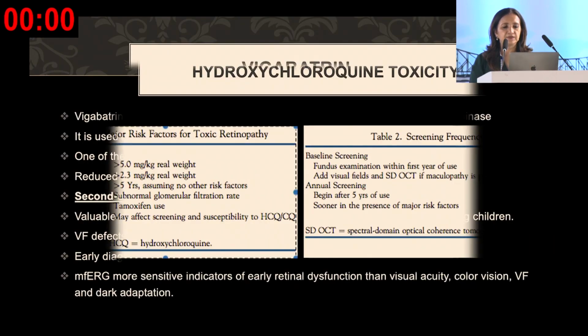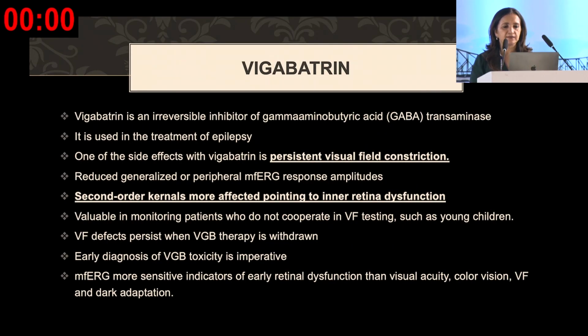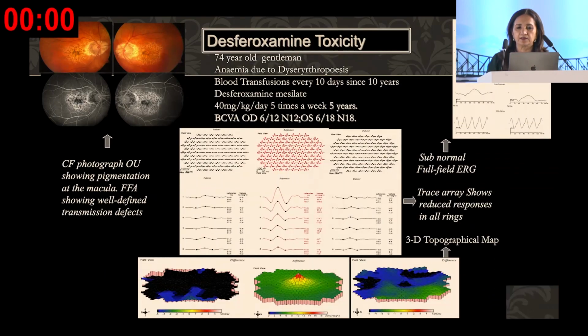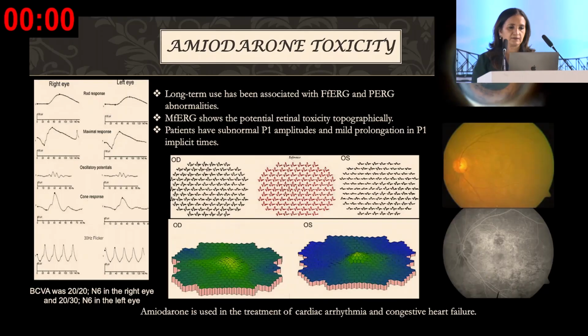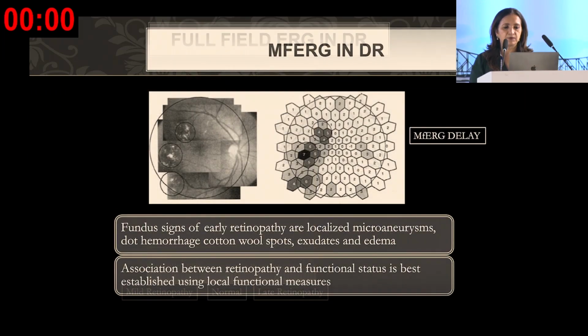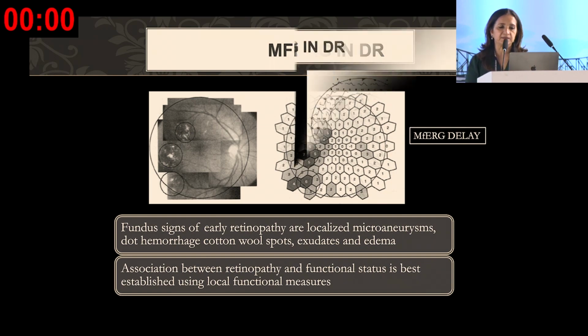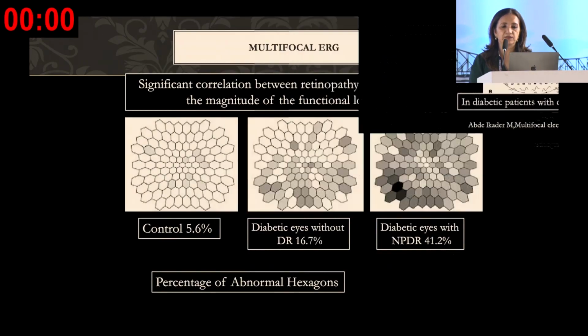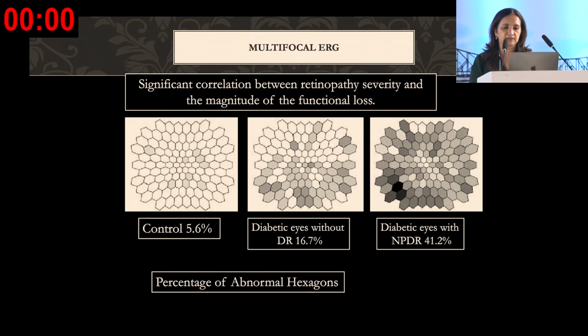So these are a few risk factors which you must go through. Another drug is vigabatrin, which is known to cause toxicity. Not to leave out the importance in diabetic retinopathy, multifocal ERG is known to be affected even in patients who are pre-diabetic, even in patients who don't have obvious diabetic retinopathy. So multifocal ERG can show you these changes.